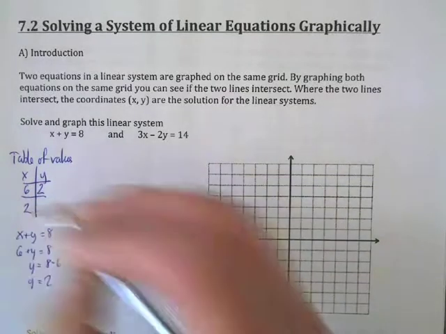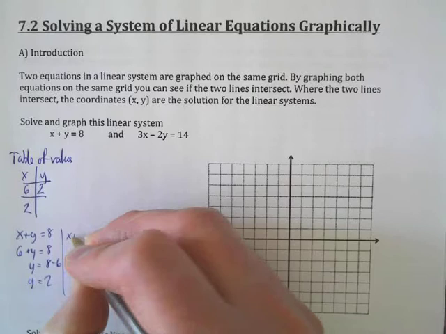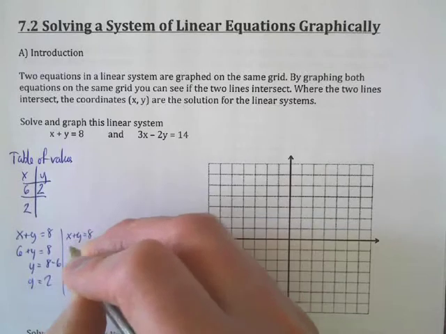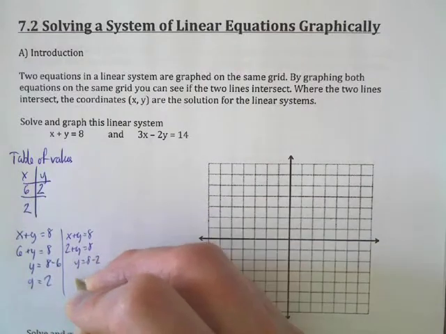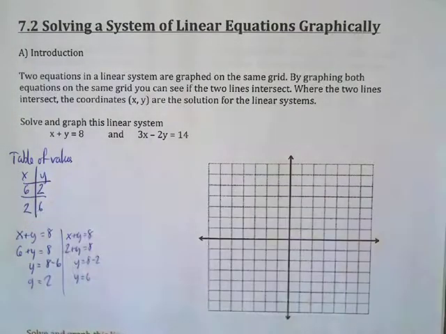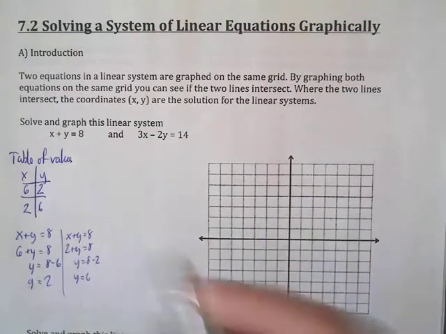And then let's try 2 down there. x plus y is equal to 8. 2 plus y is equal to 8. y is equal to 8 minus 2. y is equal to 6. So when x is 2, y is 6.